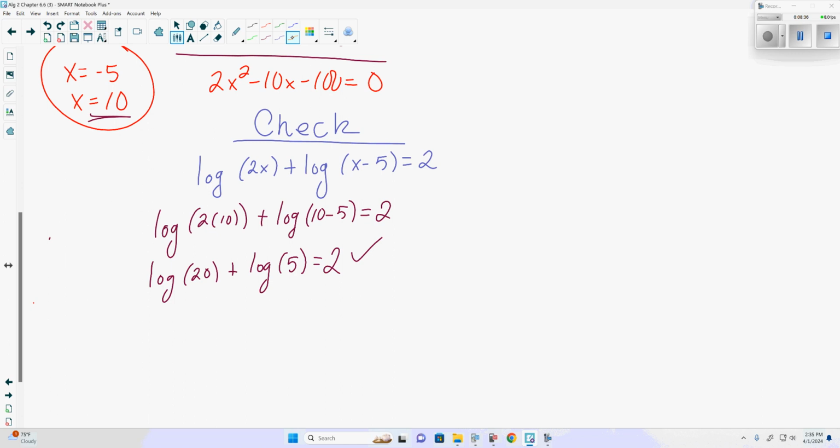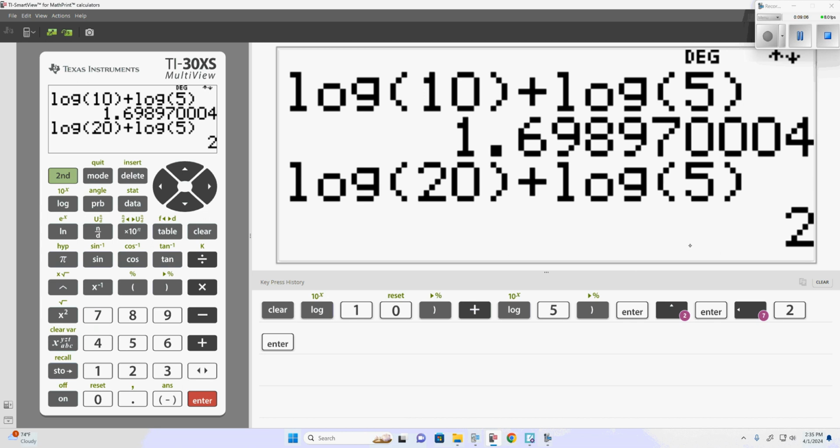Questions on this here? Let's look at the next one. Because it'd be log of 2 times -5 plus log of -5 minus 5. Well, the first one, log of 2 times -5, would be log of -10, plus log of -5 minus 5 would be -10. And again, we can check this here.